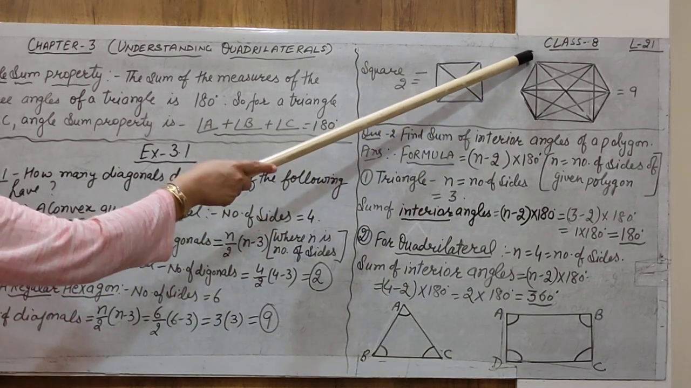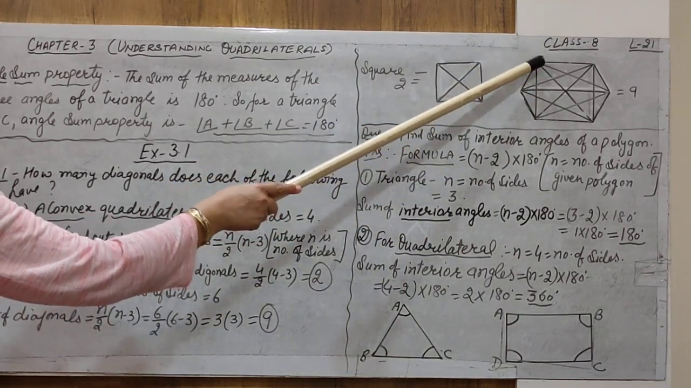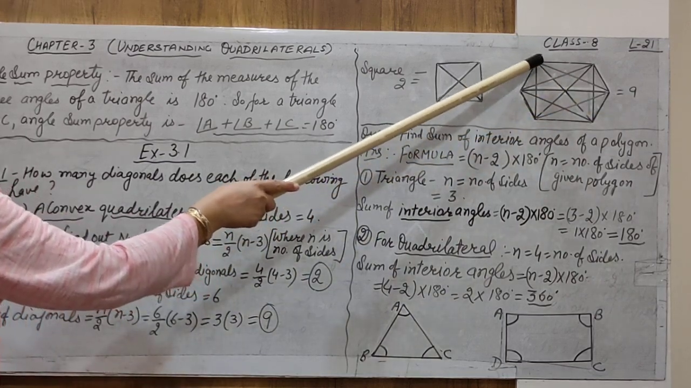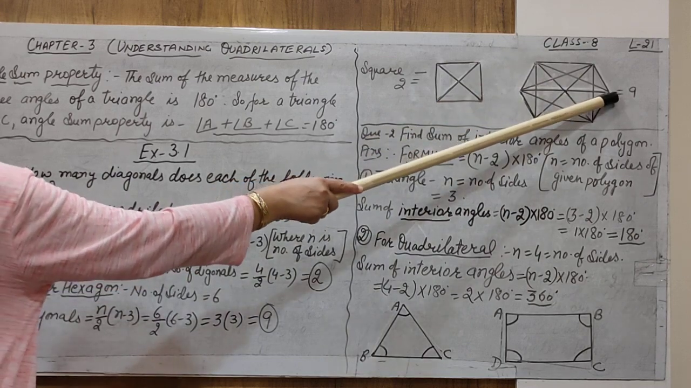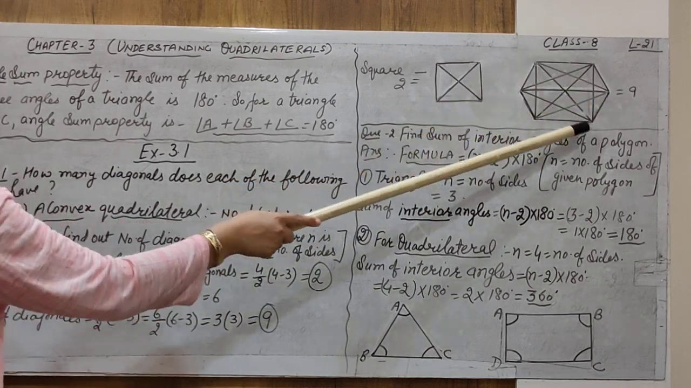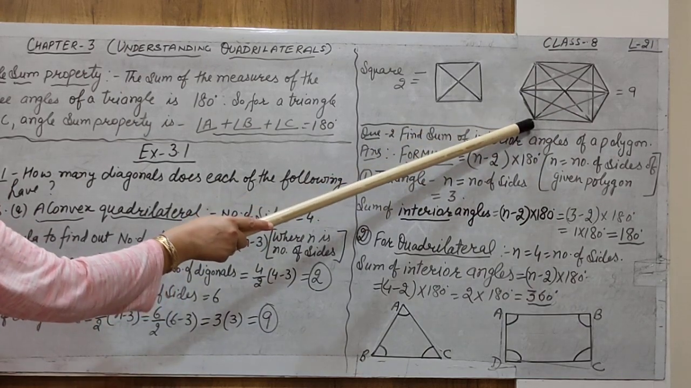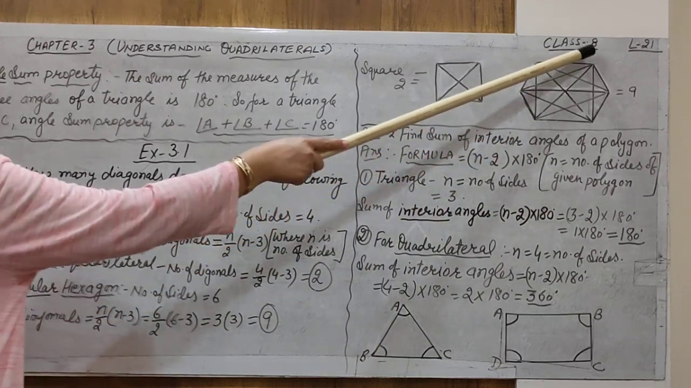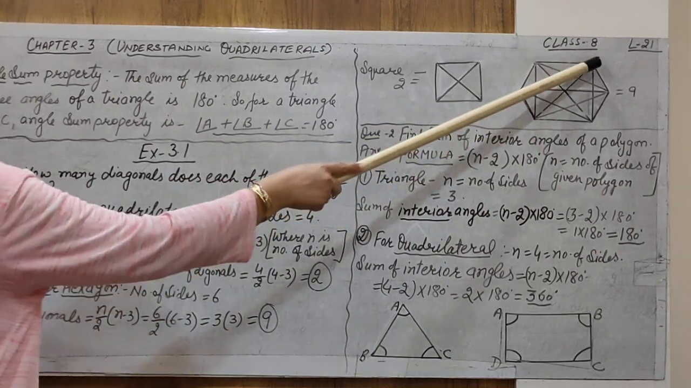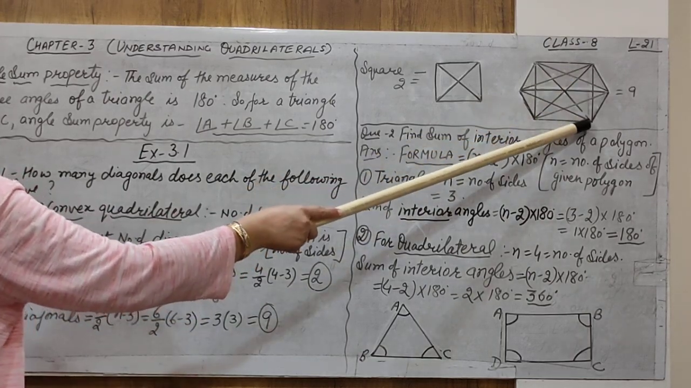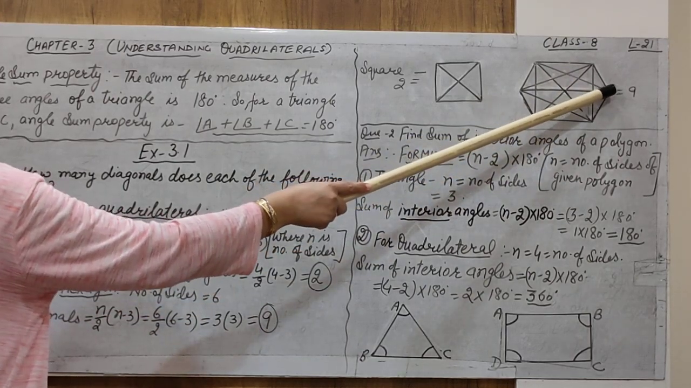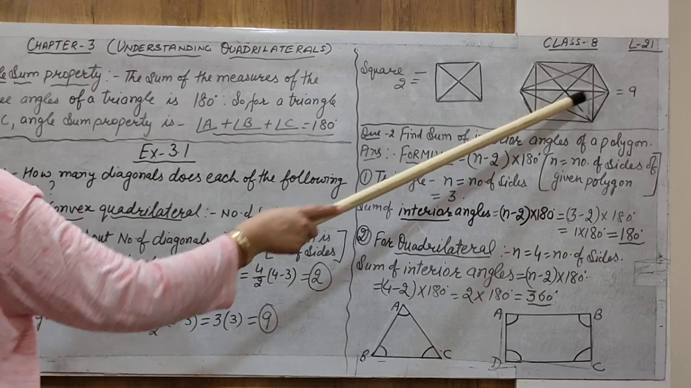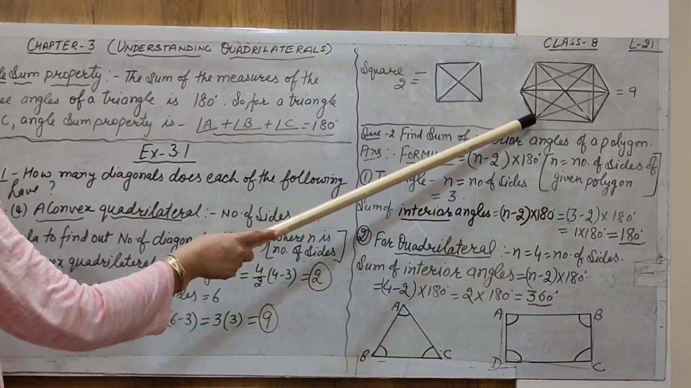And from every vertex we can draw three diagonals. Let us consider this vertex. First of all, the first diagonal by joining two non-consecutive points, then the second diagonal, then the third diagonal. We have drawn three diagonals from a vertex. Next, from this vertex, first diagonal, second diagonal and third diagonal. Alright, from each vertex we have three diagonals.